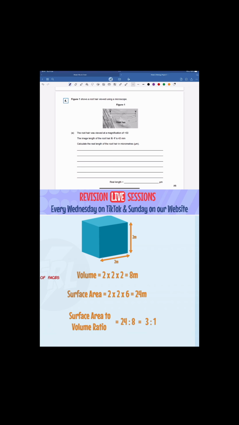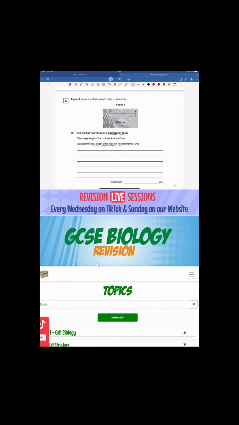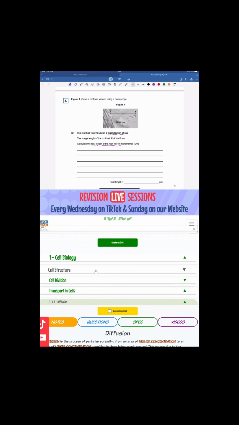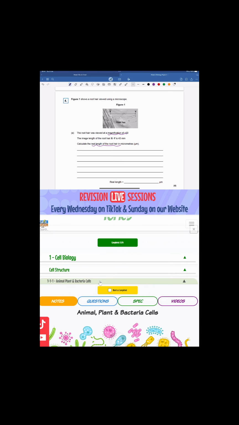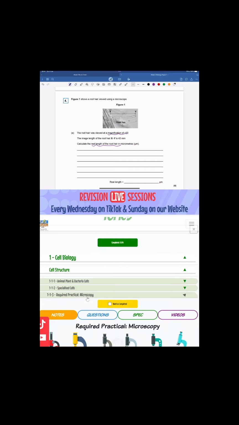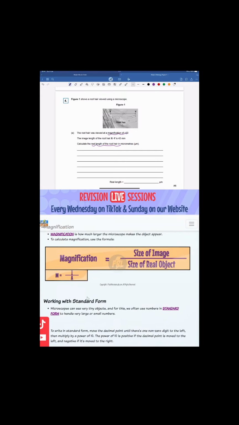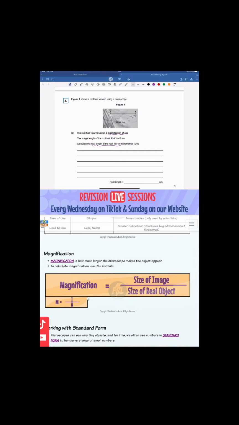So we're going to use our magnification equation. We've got the magnification here, and we've got the real length. Can someone tell me what the equation for magnification is? Let me get it up in the notes. It comes under cell structure, microscopes. In the first question, they gave us this equation. This question, they haven't. So magnification is equal to size of image over actual size, or real size.